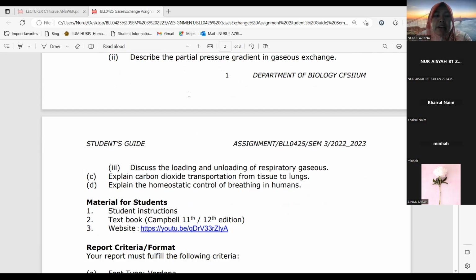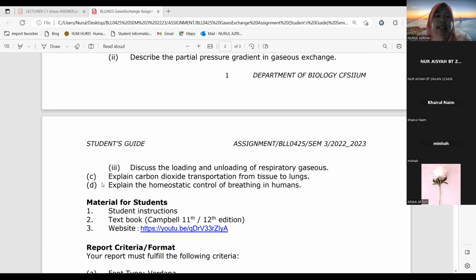Okay, and then question B2 is related to question B3. Once you understand the partial pressure gradient of gas exchange, you have to discuss the loading and unloading of respiratory gases. How the loading and unloading of oxygen and also carbon dioxide happen. This is what we call respiratory gases.